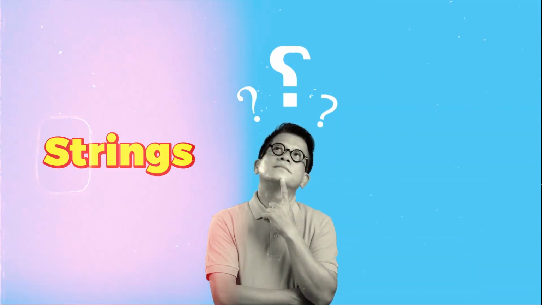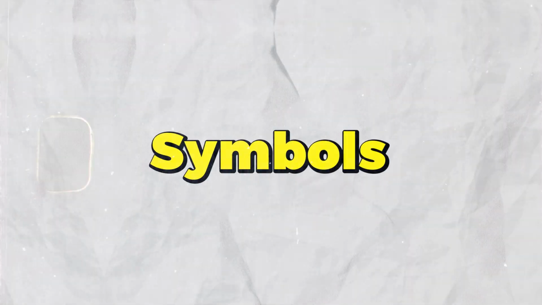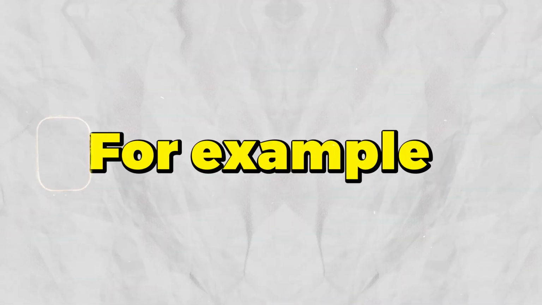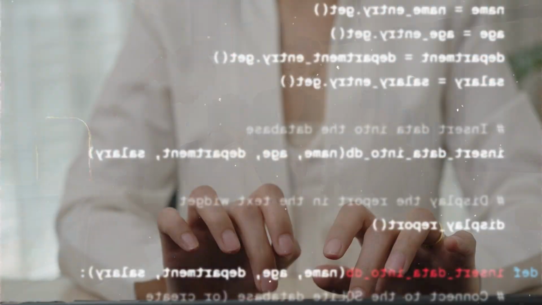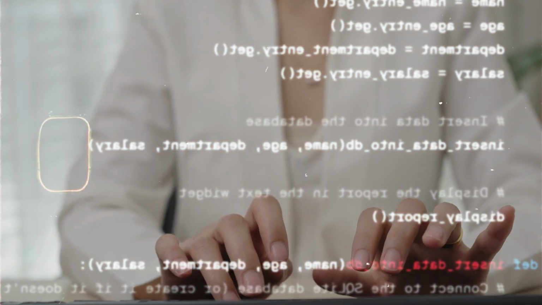You might be thinking, why not just use strings or numbers? Well, symbols help avoid name clashes when you have multiple keys in objects. For example, if you're working on a big project with other developers, using symbols can prevent accidental overwriting of properties.